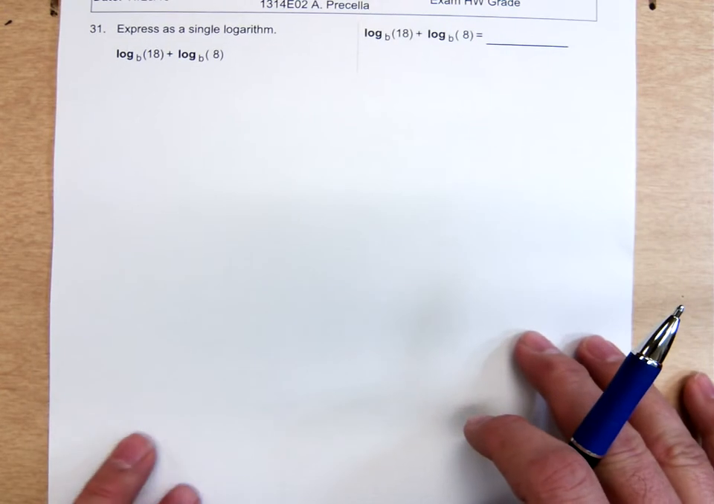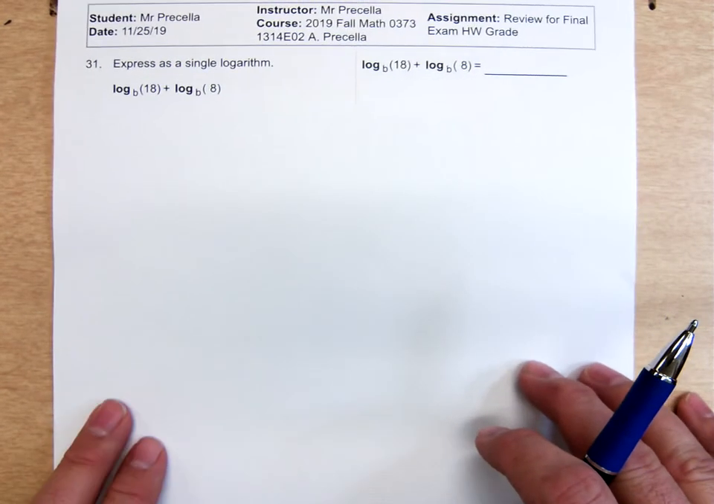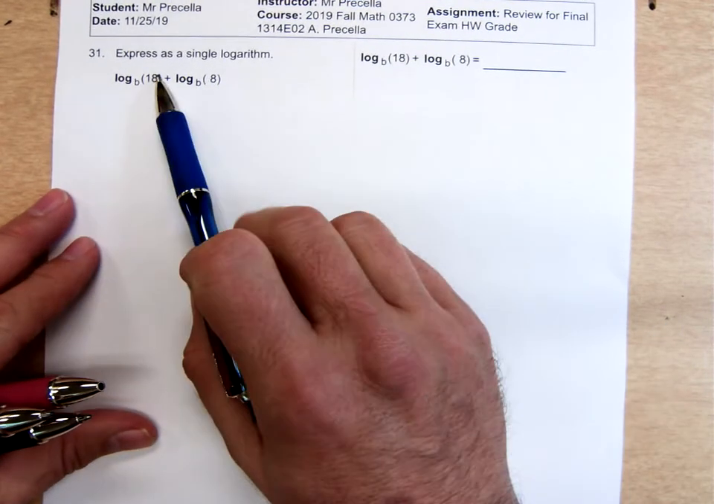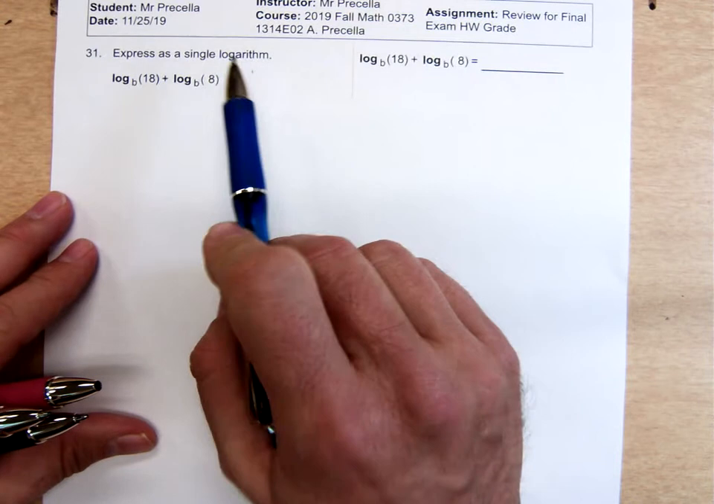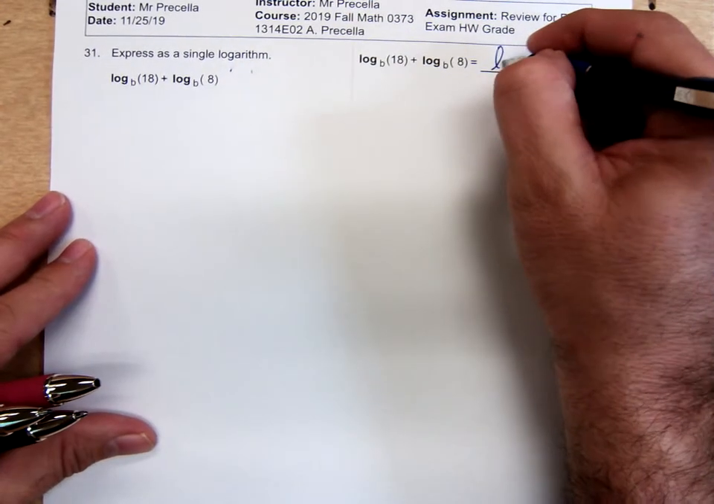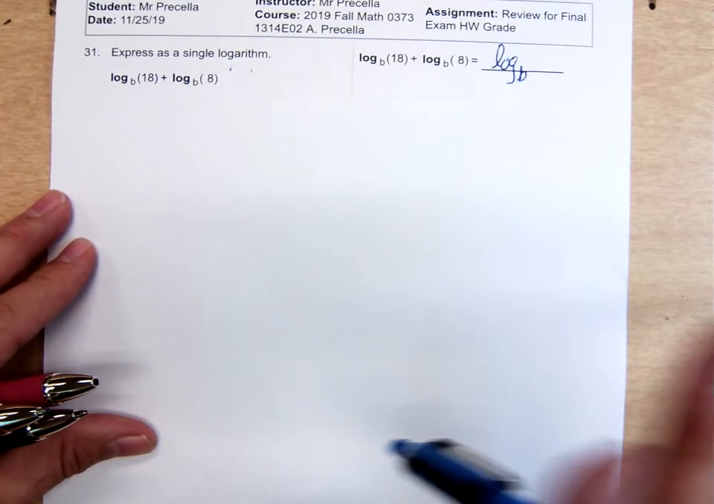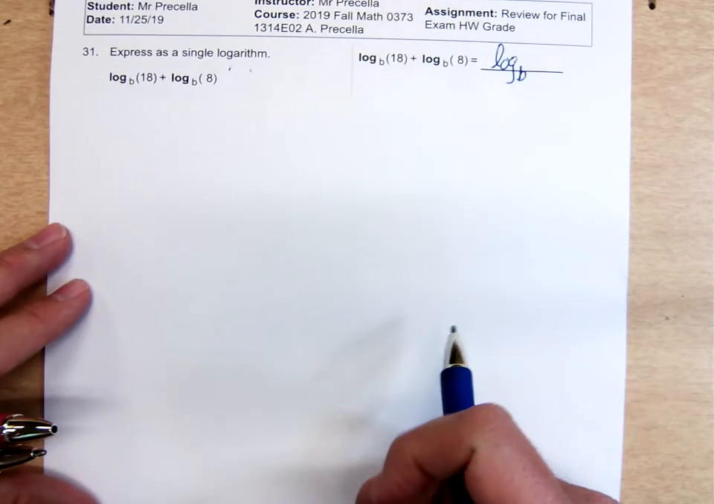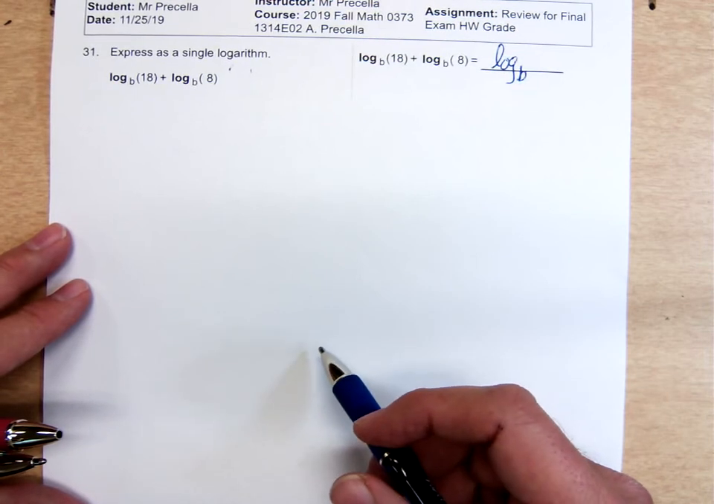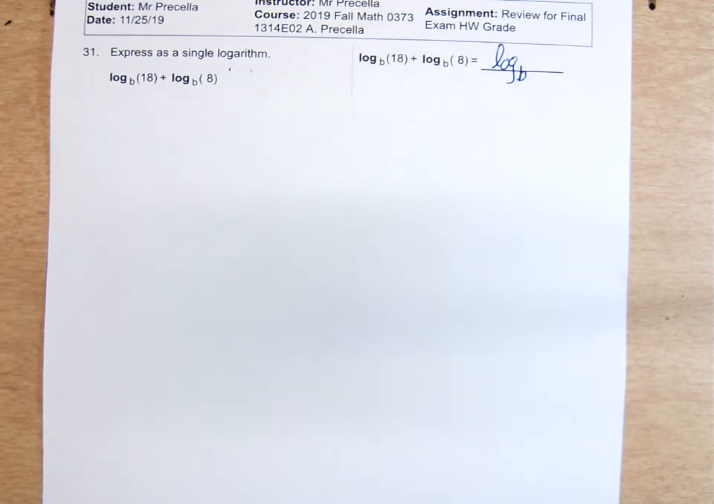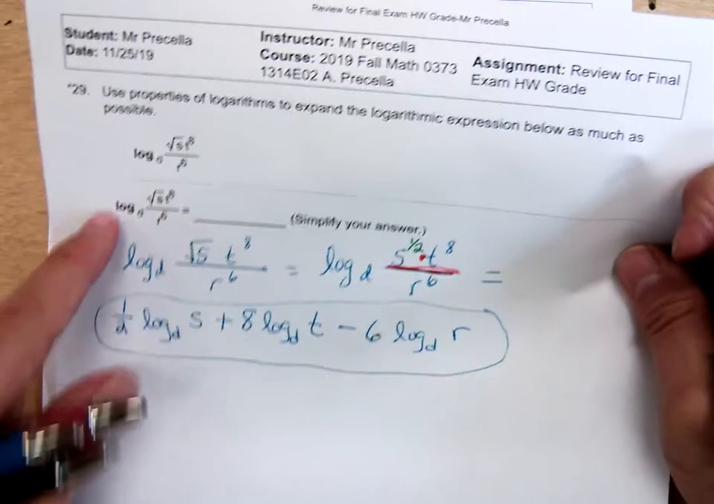Number 31, we are going backwards. It says express as a single logarithm. So our answer here is just going to be one logarithm. Log base b. We only want log written once now. This formal name is condensing. I think on the next problem they say the word condense. You expand logarithms, that's when you go from one of them to more than one, here 3. You condense logarithms if you're going backwards.